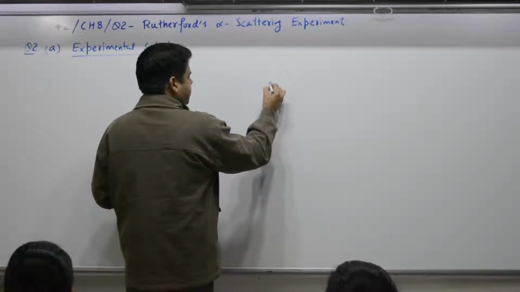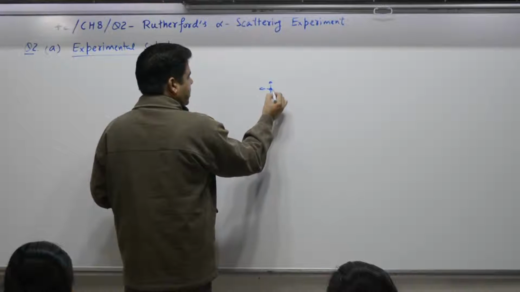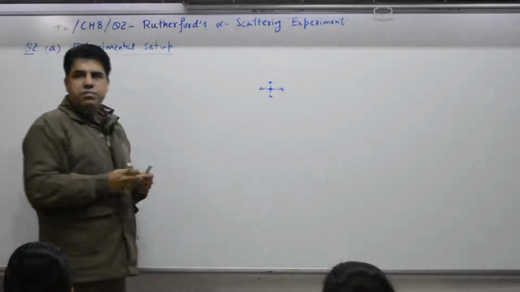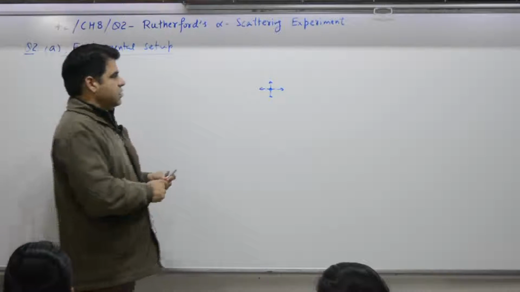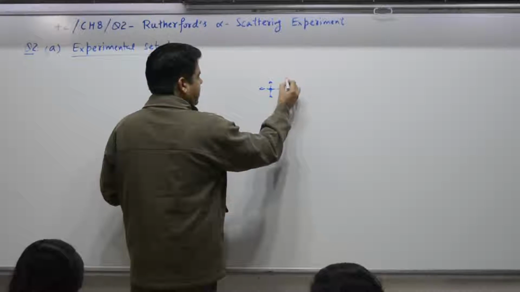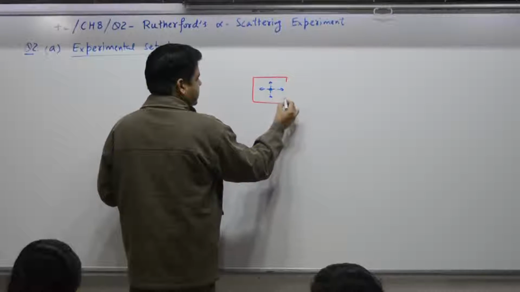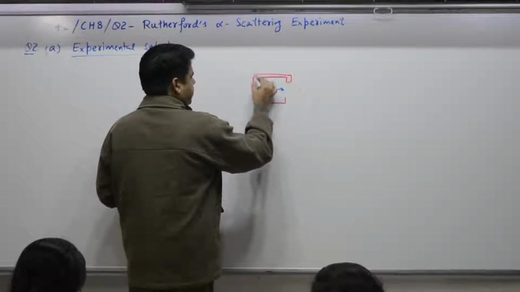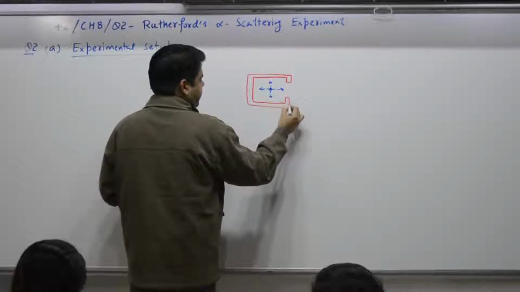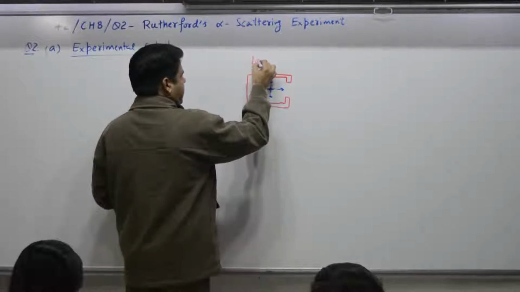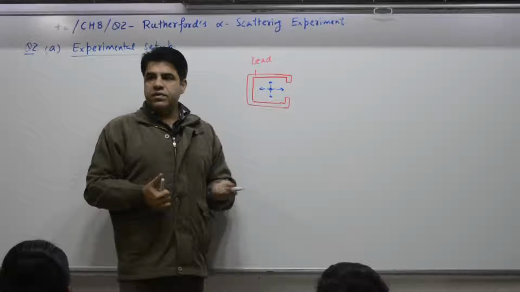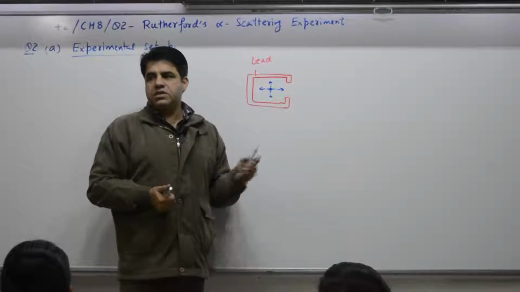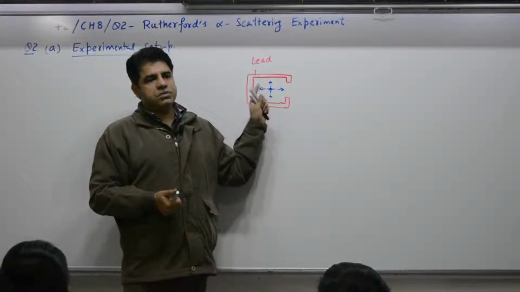If there is a source, alpha particles will move in all directions. But you want them to move in a particular, specific direction only. So you can have a material, which one? Lead. Why? A lead enclosure, because it is a good absorber of alpha particles. It doesn't allow alpha radiation to pass through.